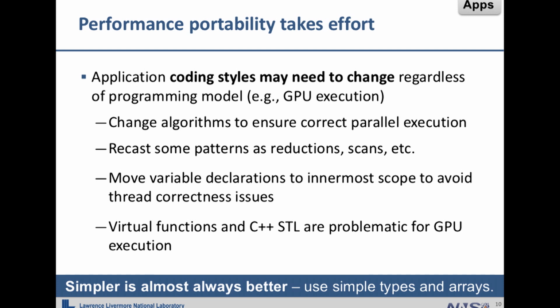A lot of our people at the laboratory who write advection algorithms, where they need to count zones in a particular material and that kind of stuff, say, oh, this scan stuff's pretty cool, I didn't know what that was before. But it helps them. Another important point, which is hard to do in a large code but very helpful if you code this way from the start, is moving your variable declarations to the innermost scope. It can help avoid a lot of thread correctness issues.